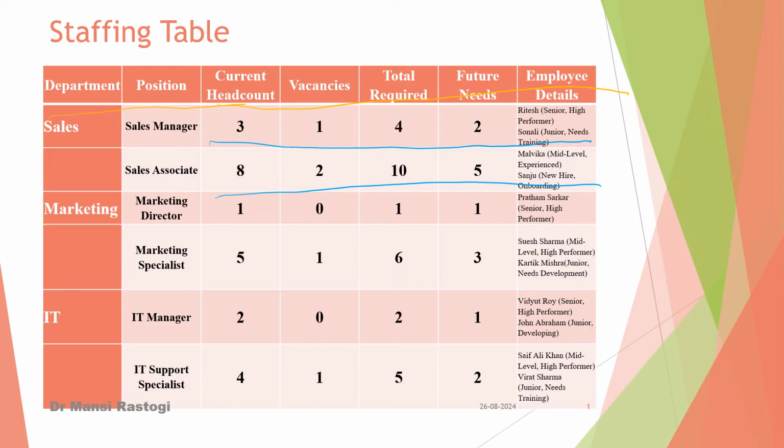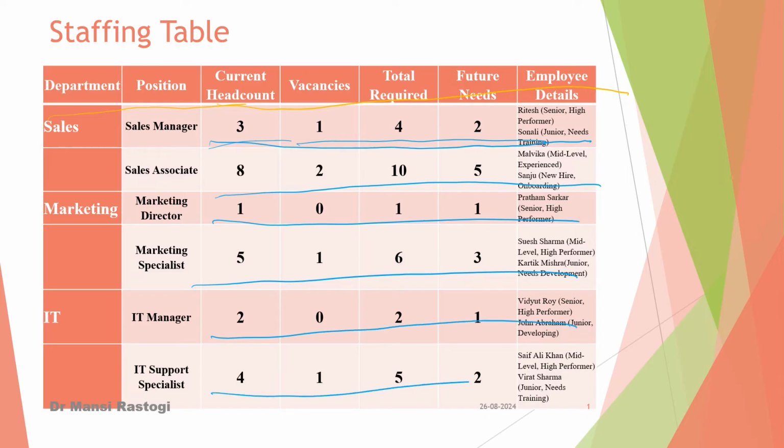So as you can see, we have the number of employees currently in each role. Then you have vacancies, meaning current or anticipated job vacancies. Then future needs, which are projected staff needs based on growth or strategic changes.